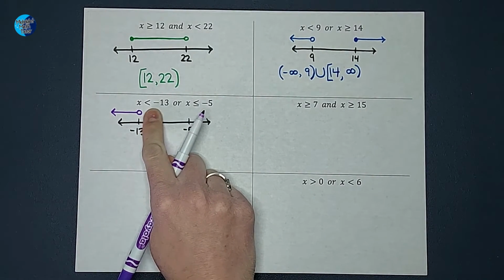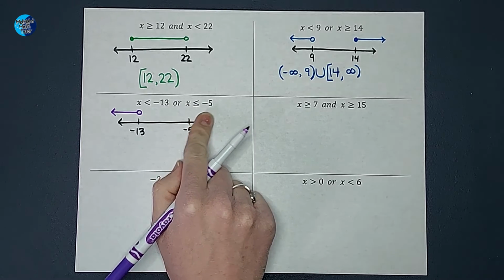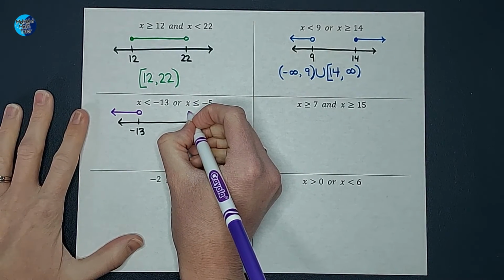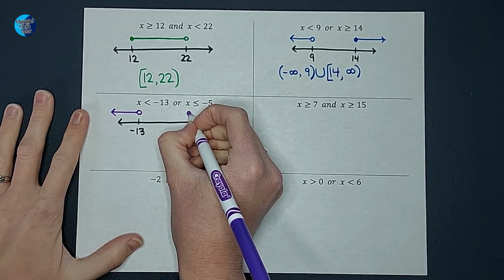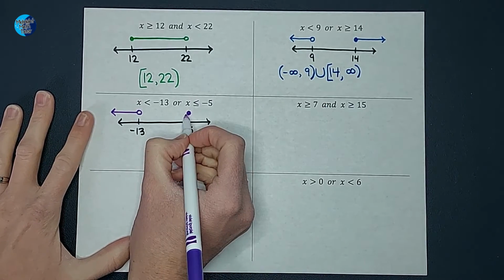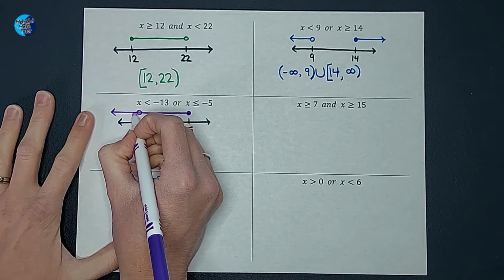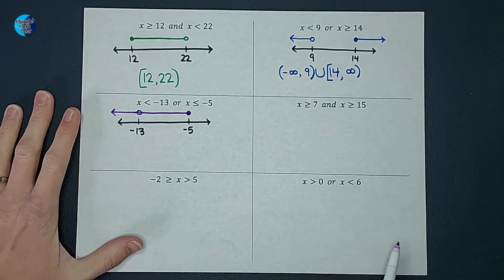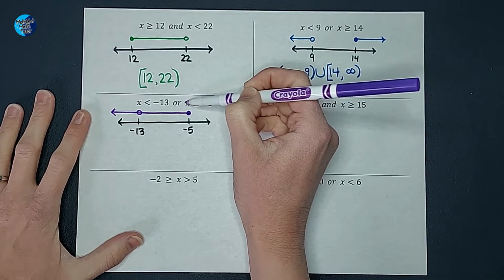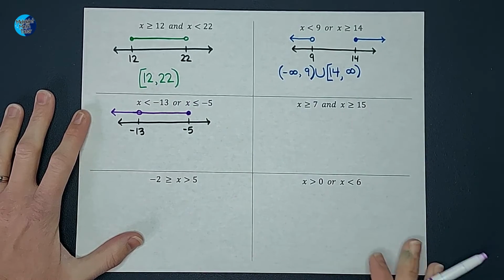So it needs to be less than -13 or less than or equal to -5. So it can be -5, so I'm going to do a closed circle. And then any number less than that. So we're going the same direction. That's still an open circle, but I am going to draw a little line for it because I could plug in -13 here. It doesn't work on this one, but it does work for this one.